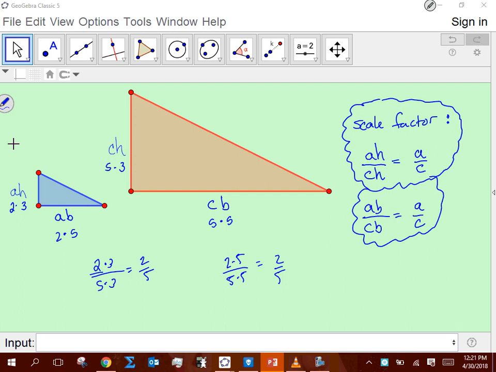Or if I compare this side being 6 and this being 15, and this being 10 and this being 25, is 6 to 15 going to reduce to 2/5? Is 10 to 25 going to reduce to 2/5? Okay. So when we talk about two shapes being similar, that's the idea that's happening.